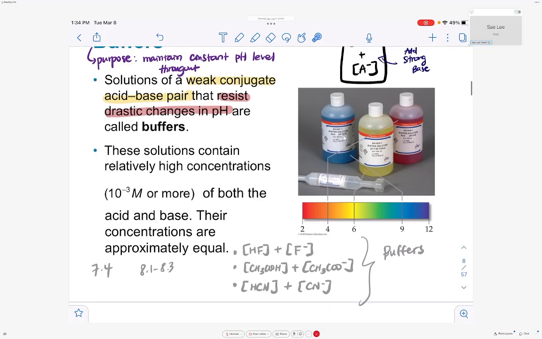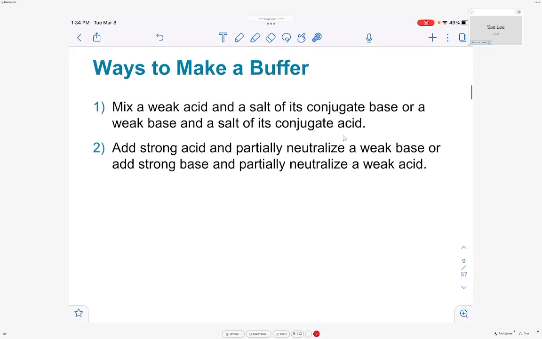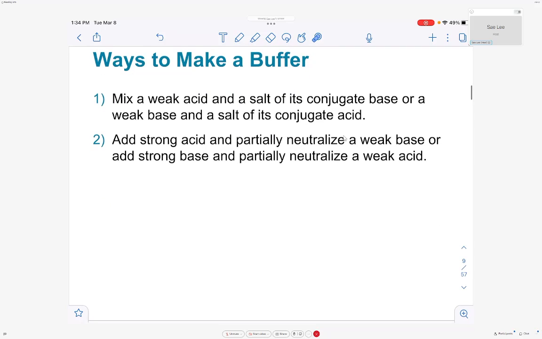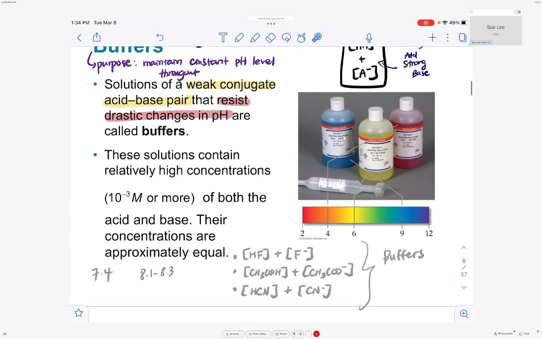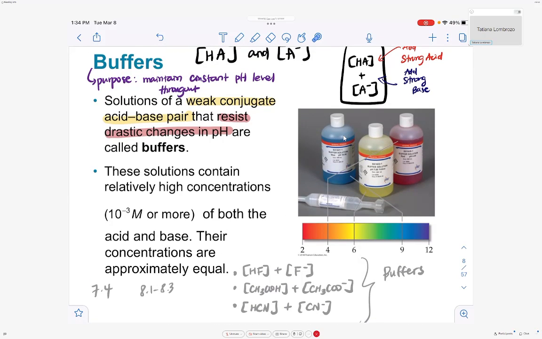So in order to make the buffer... Dr. Lee, sorry, I have a question. You want me to go back? I just have a question. Are buffers always neutral or slightly alkaline? It's going to be very close to the neutral pH value. Okay, thank you.